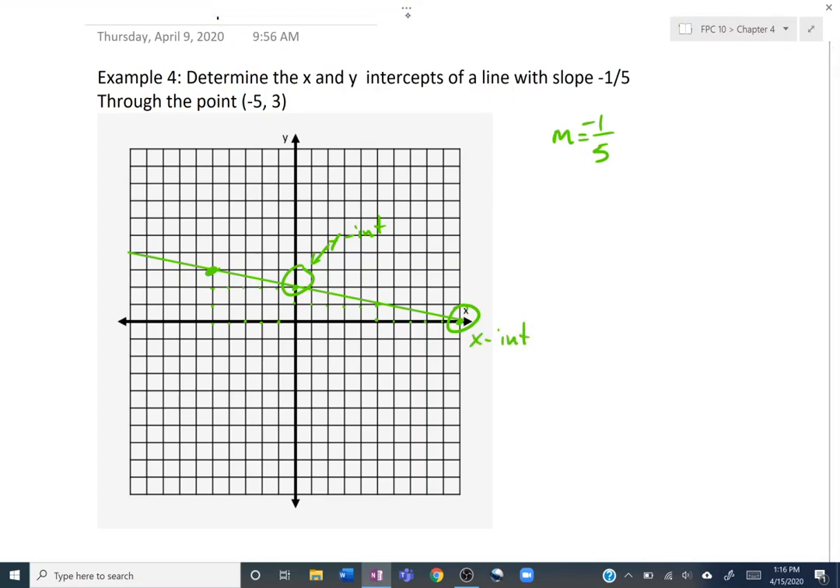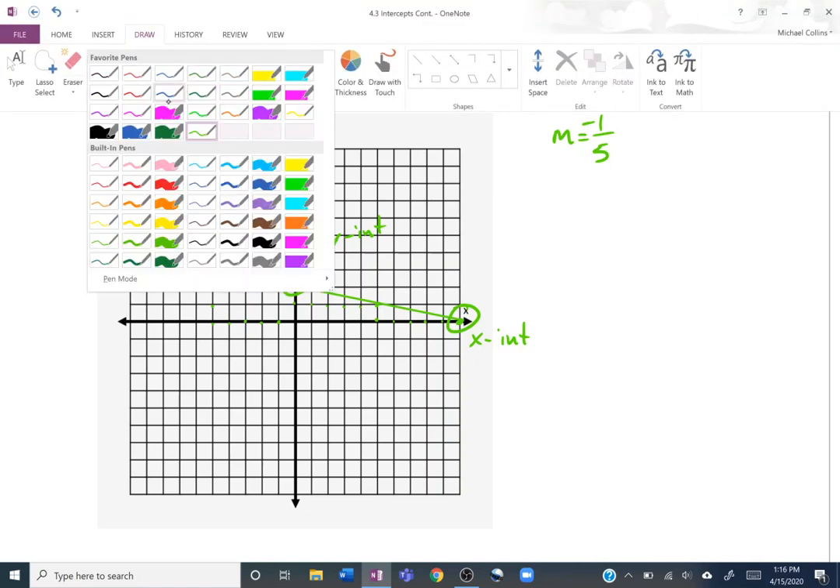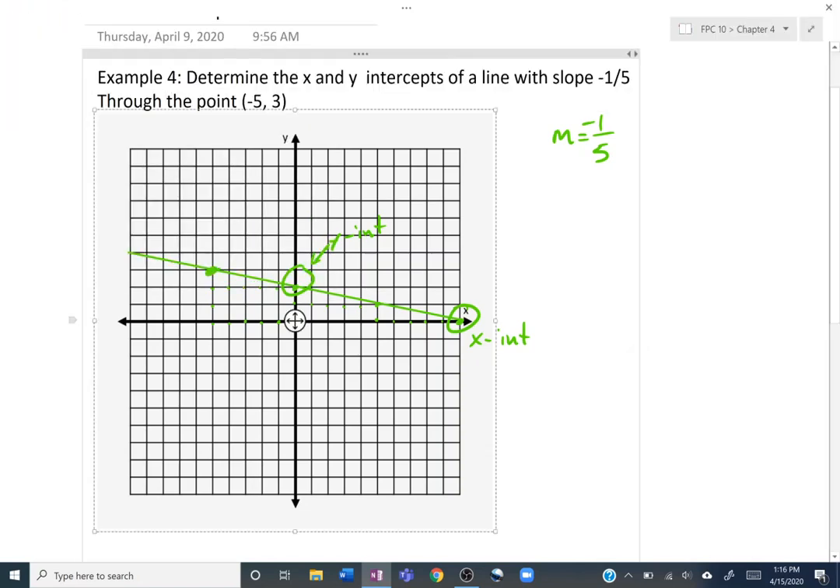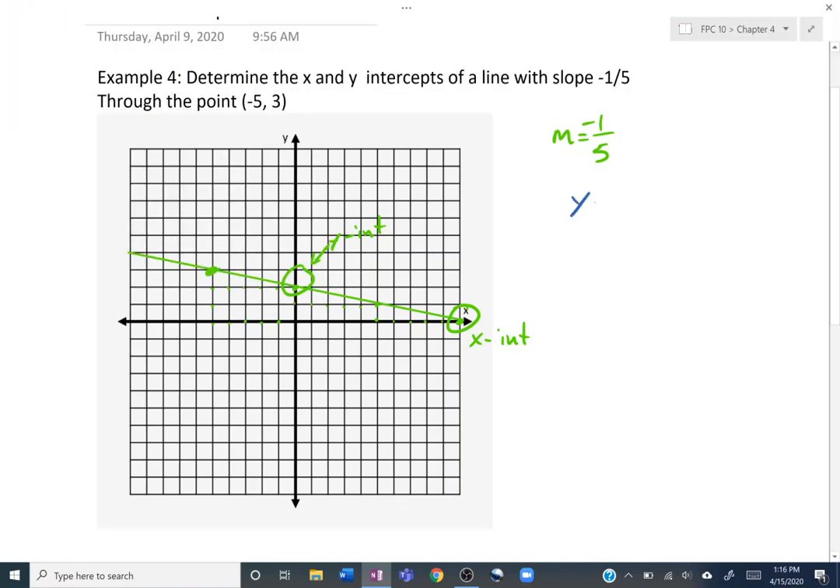And this green is hurting my eyeballs, so I'm going to change colors. Let's do blue. So my y-intercept is 2, and my x-intercept is 10. You can also write this if you want, and some people do. For my y-intercept, my x value is 0, my y value is 2. This is an or my x-intercept is 10, 0. Both of those work.